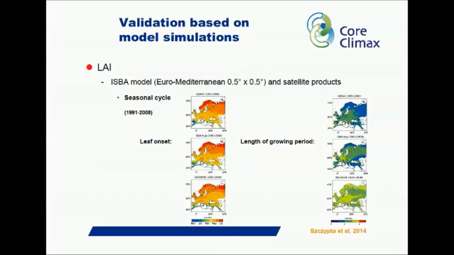So you can see that the satellite-derived leaf onset is quite consistent with what is provided by the two models, ISBA and Orchidée. But in terms of the length of the growing period, we can see some differences, especially with Orchidée. But Orchidée is known to overestimate the length of the growing period. But even ISBA tends to provide longer growing periods in Central Europe than in the product. So this raises questions: who is right?